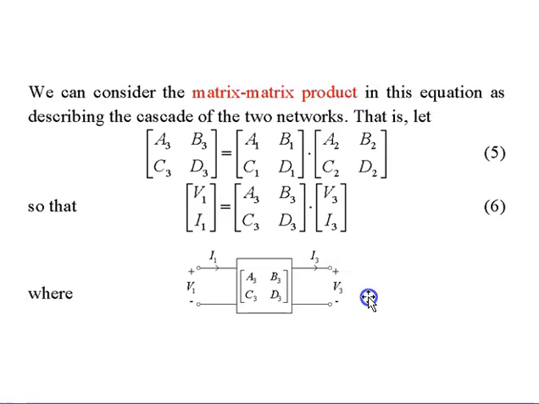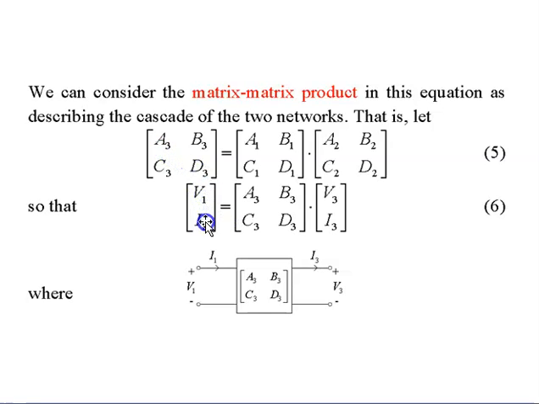So the matrix product in this equation describes the cascade of the two networks. So you will have A3, B3, C3, D3. This is the matrix product of the first and the second matrix. So you have A1, B1, C1, D1 times A2, B2, C2, D2, which will give you A3, B3, C3, D3. So when you have the matrix product here, just plug that into the equation before.